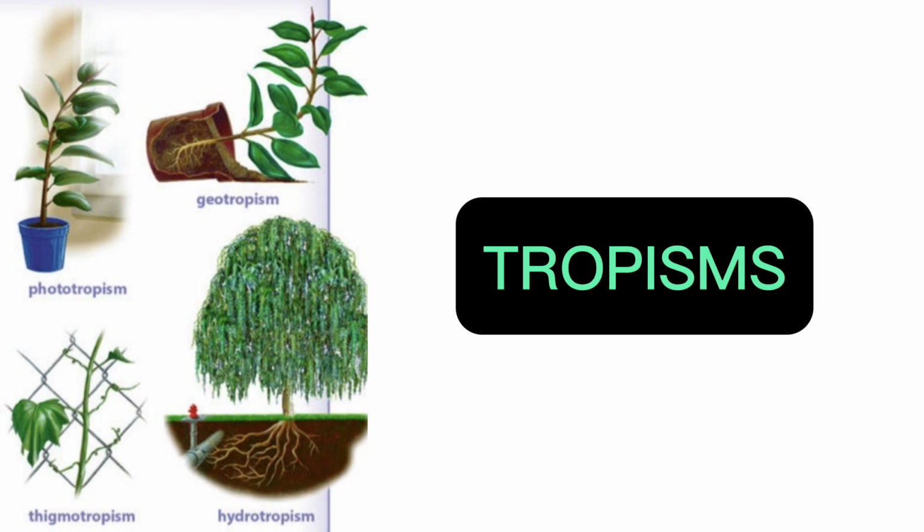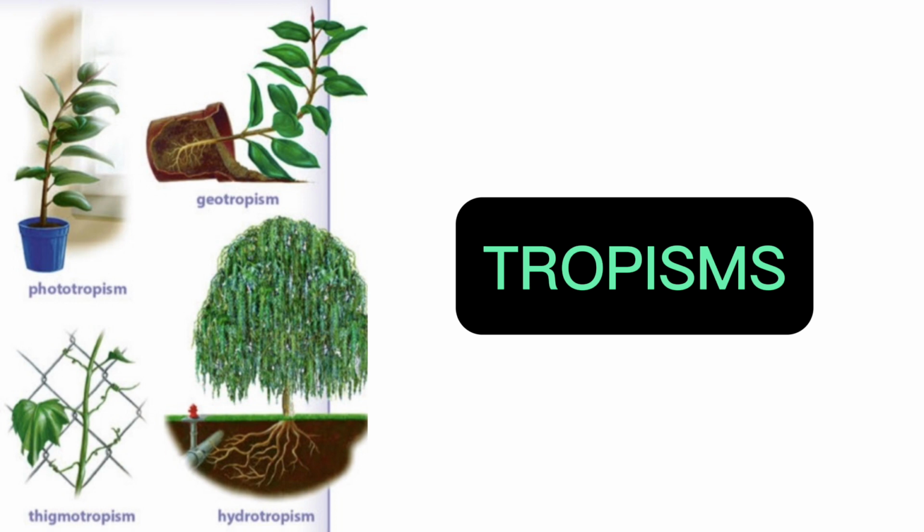Tropisms. You may have noticed that a plant left near a window for several days without being turned will often bend toward the window. This occurs because the plant senses the window as a source of light and grows toward the light, a process known as phototropism. Plants can also respond to gravity, a process called geotropism.